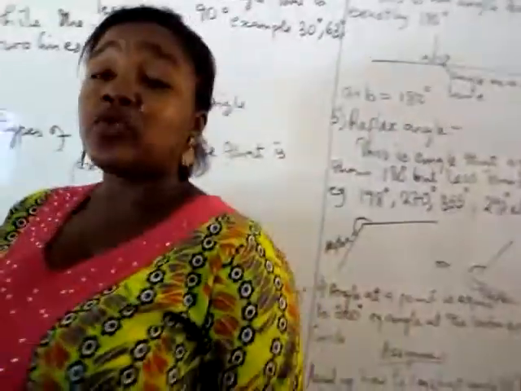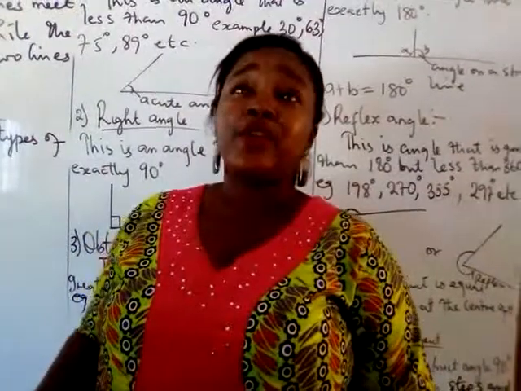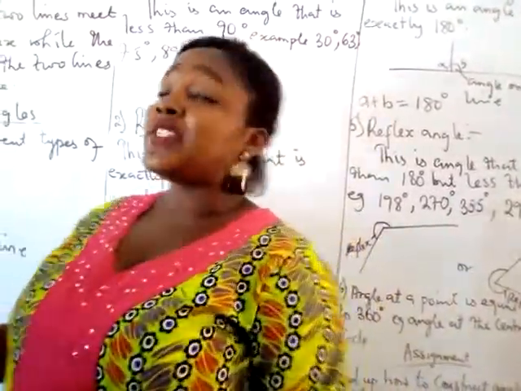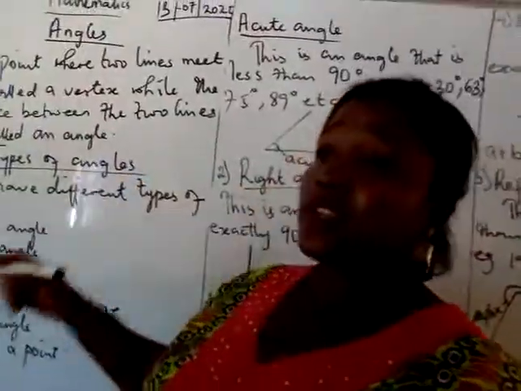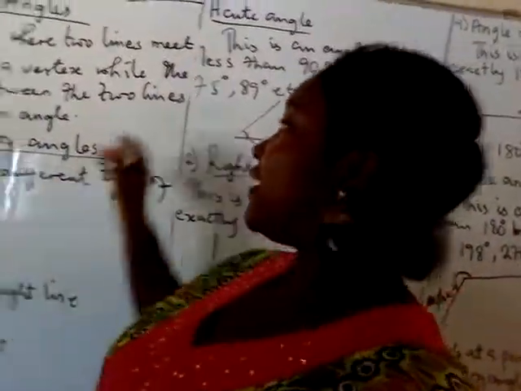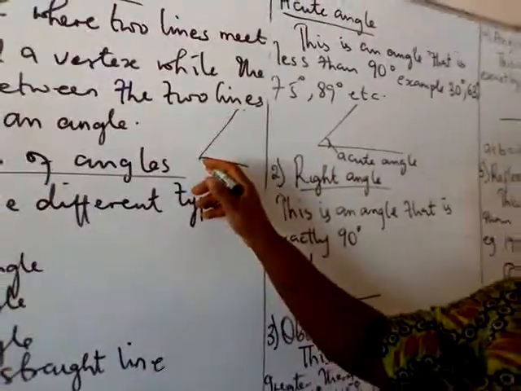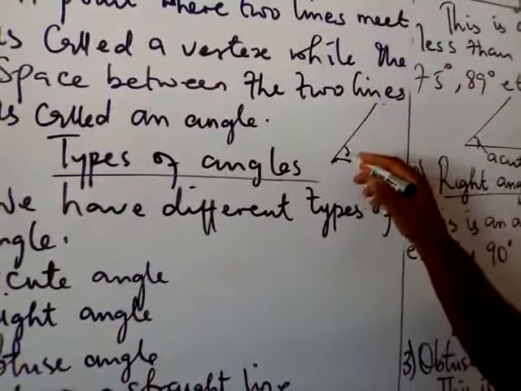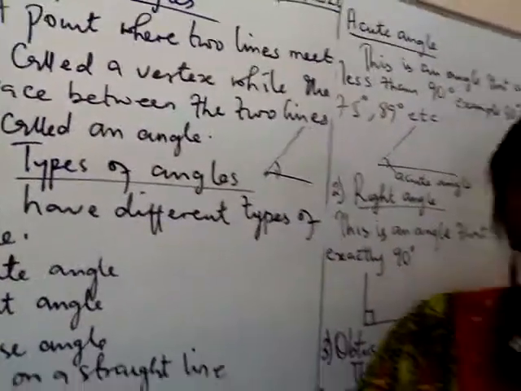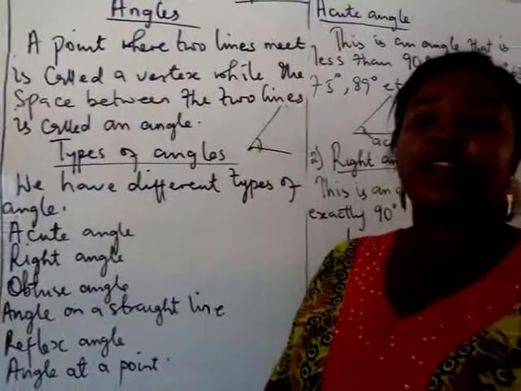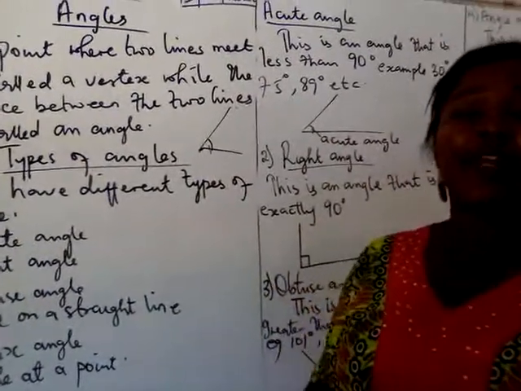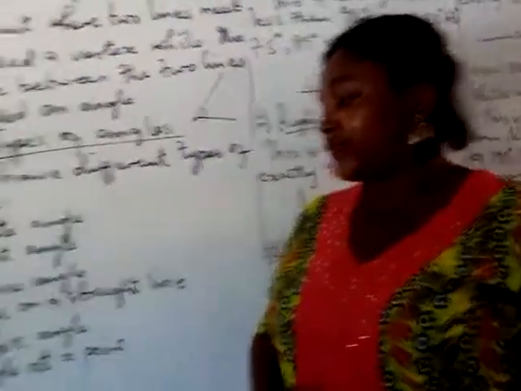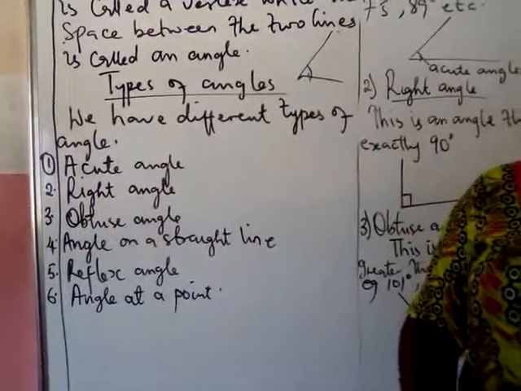At a point where two lines meet, remember in the definition of edge, I said the key word there is line, and edge is a line. So we say a point where two lines meet is called a vertex. Here is the vertex. And the space between the two lines is what we call an angle. We have different types of angle. You must have heard it. Acute angle, right angle, obtuse angle, angle on a straight line, reflex angle, then angle at a point.